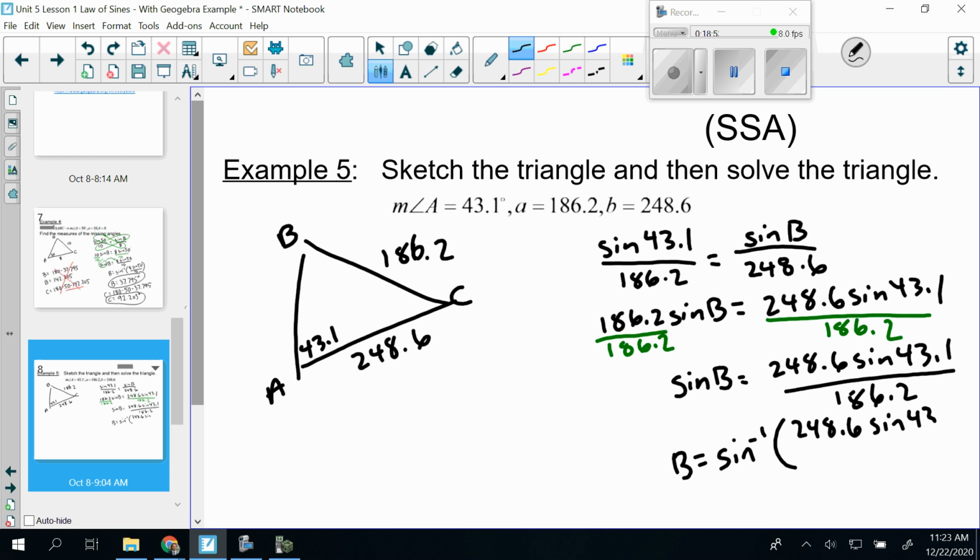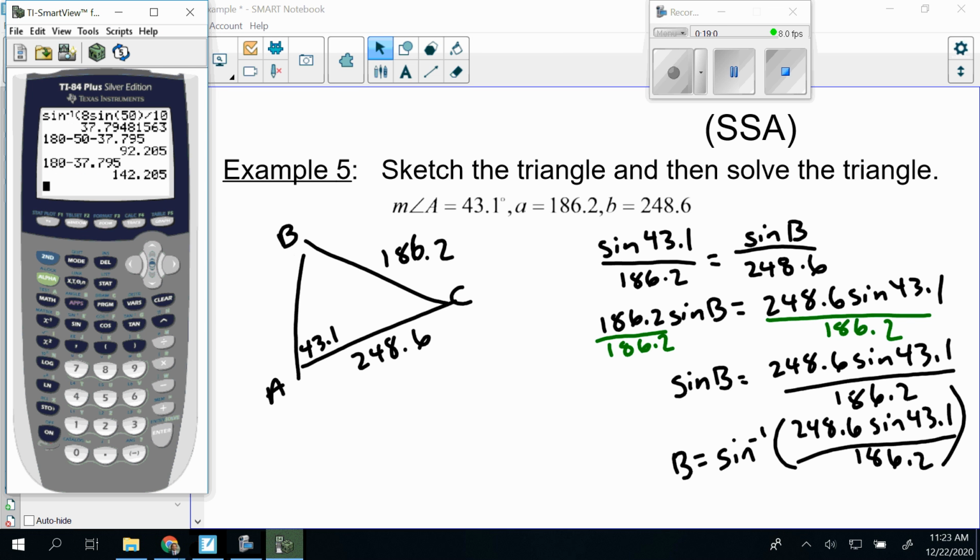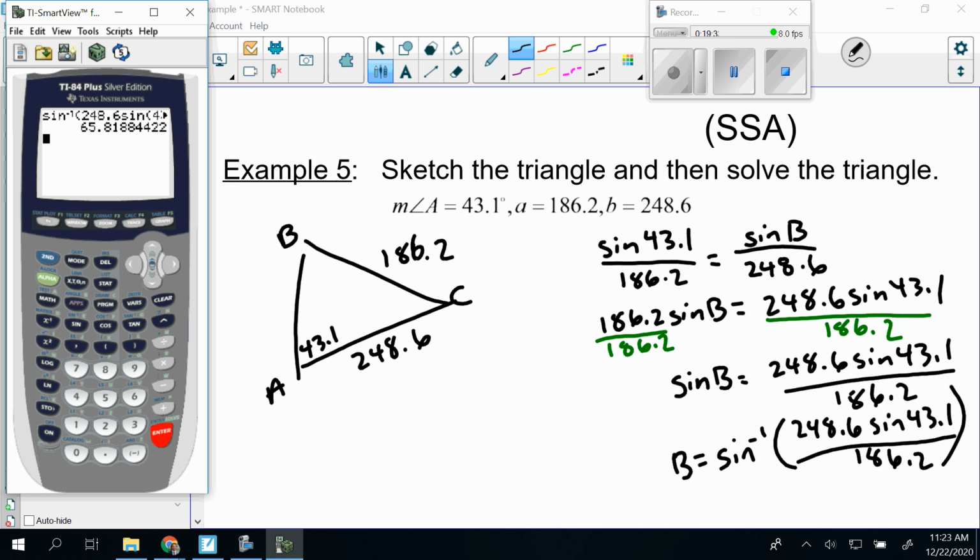So let's put that in the calculator and see what we get. If we put that one in, do an inverse sine of 248.6 times sine of 43.1. Close that parentheses up always, and then divide it by our other side here. And it looks like our possible angle here for B ends up being 65.819.